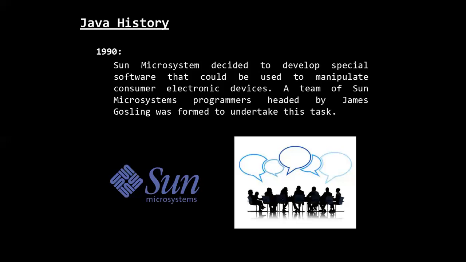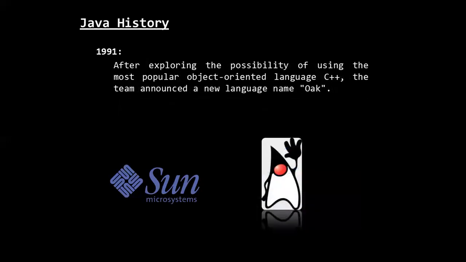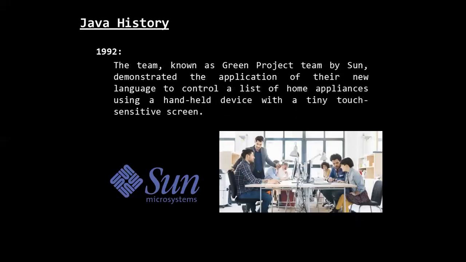A team of Sun Microsystems programmers headed by James Gosling was formed to undertake this task. In 1991, after exploring the possibility of using the most popular object-oriented language C++, the team announced a new language named Oak. In 1992, the team, known as Green Project Team by Sun, demonstrated the application of their new language to control a list of home appliances using a handheld device with a tiny touch-sensitive screen.